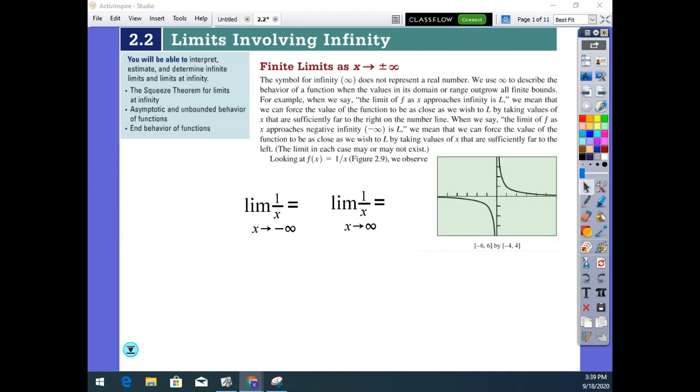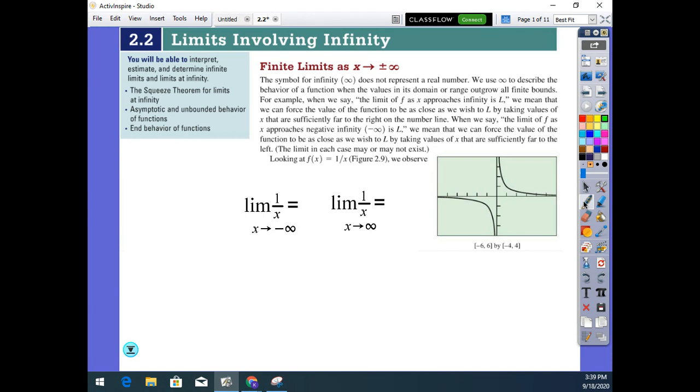So this lesson's all about infinity and asymptotes. Everything has to do with infinity or asymptotes. So first of all, let's think of just your basic rational function, 1 over x.